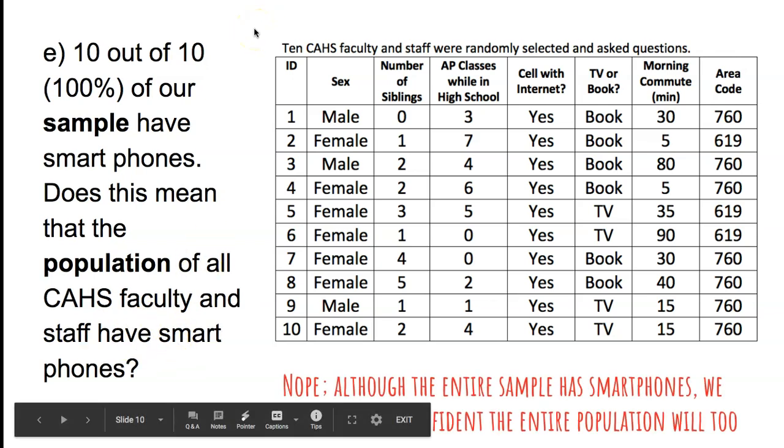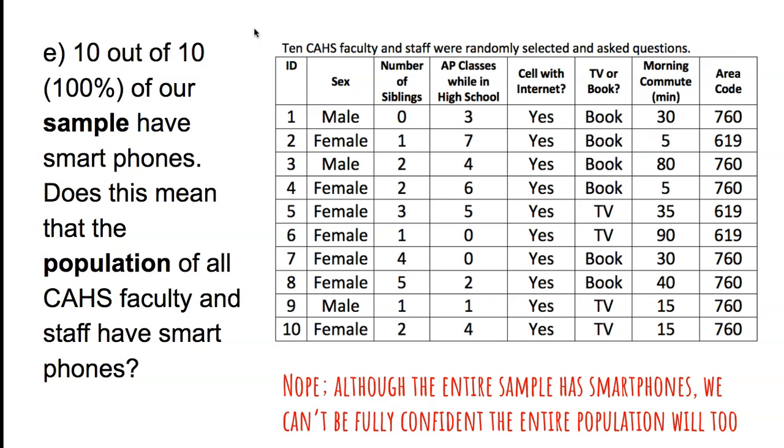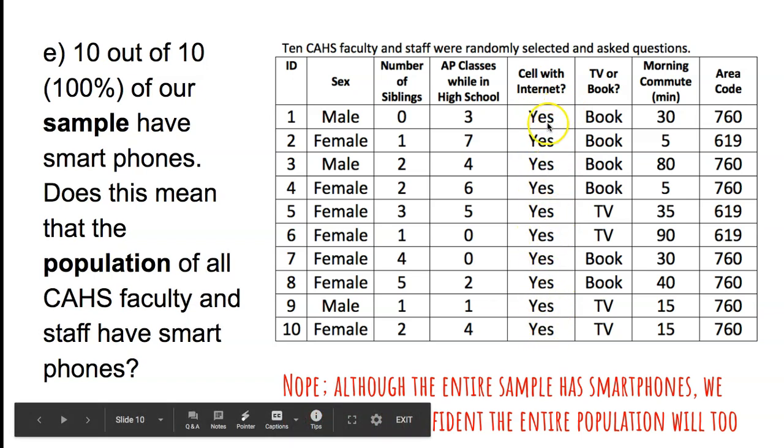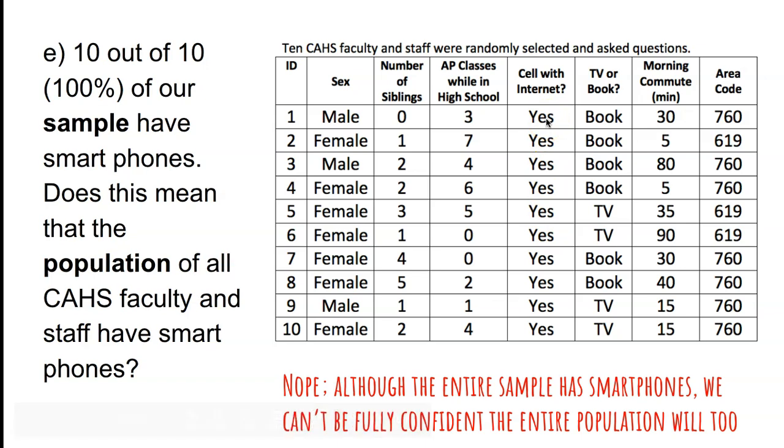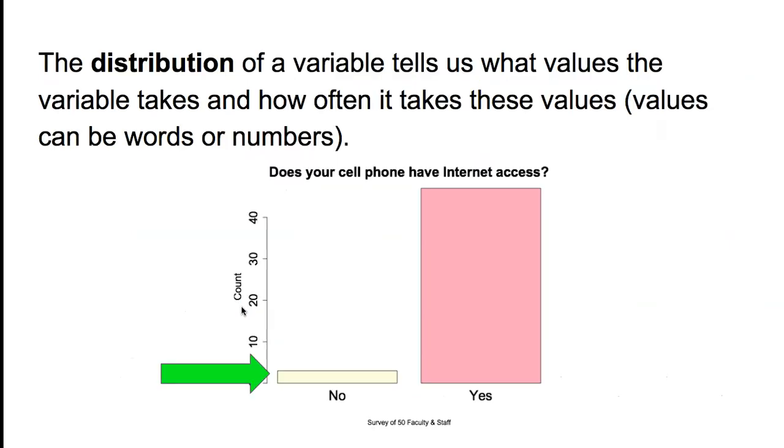So do we know that the population of all faculty and staff have smartphones? Well, we would say no. Although the entire sample has smartphones, we can't be fully confident that the entire population would have smartphones. Now you might think, everybody has smartphones, can't we be pretty confident about that? Well, if we have 100% of this sample and it was a random sample, we could probably be pretty confident that a very high percentage of faculty and staff would have smartphones. But we can't know for certain that 100% do unless we go around and ask them. And obviously that's what I did.